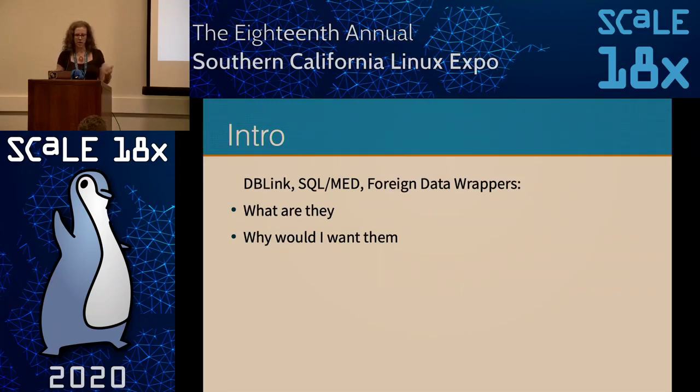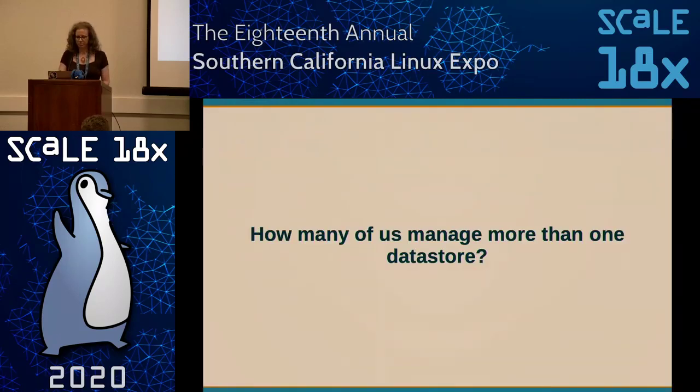All right, so DB-Link, SQL/MED, and foreign data wrappers. These things are all related, but what are they and why do I want them? So, how many of us manage only one data store? I'm guessing not. Okay, so nobody's raising their hand. That's excellent. Right now, I have a single Postgres database. I also have Redis data stores, and I even have Influx. If you've heard of that, it's pretty neat. Keep hearing we've got OpenTSDB somewhere.